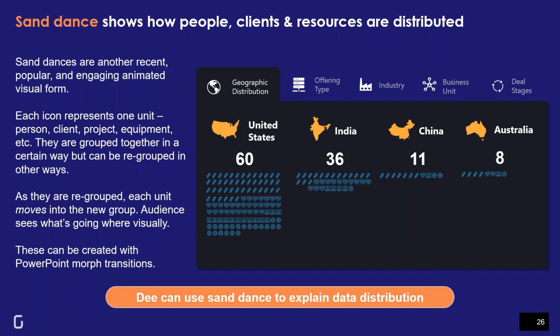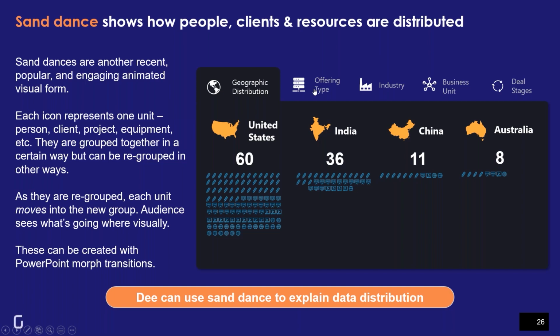Another is what's popularly called a Sandance these days. Unit charts where you group them into different categories. For example, let's say these are a series of projects and we want to present to our client what projects we've done for them, for whom, etc. So we've done 60 projects for the United States and each of them has a different type. In India, we've done 36 projects and these are of different types and so on.